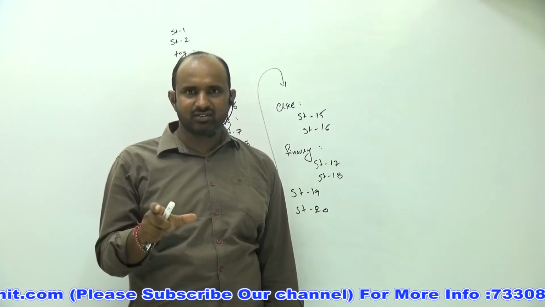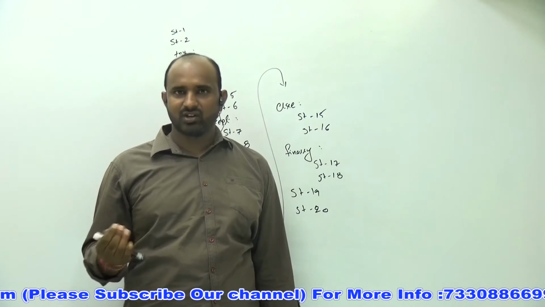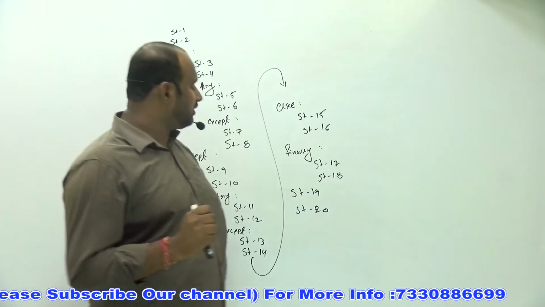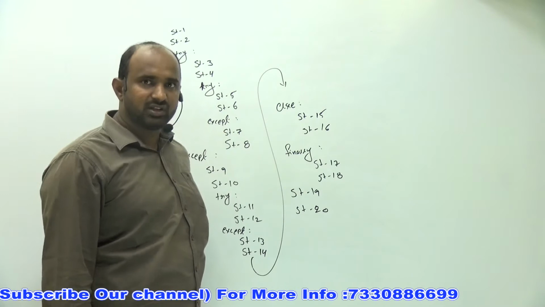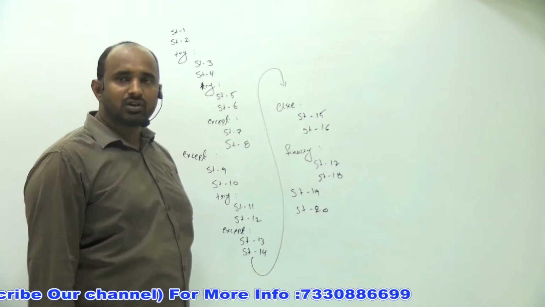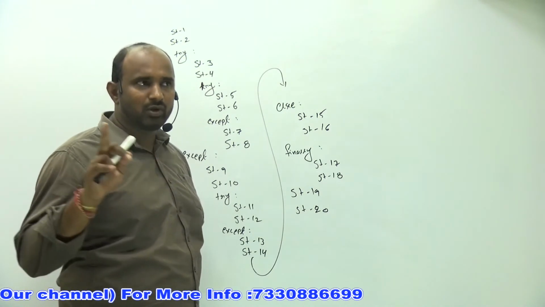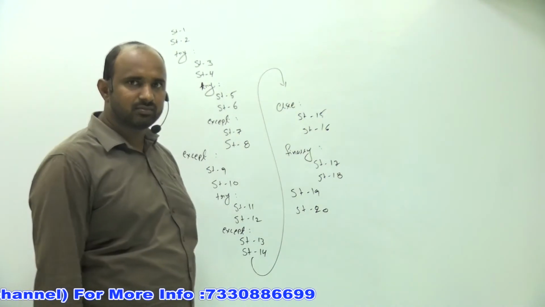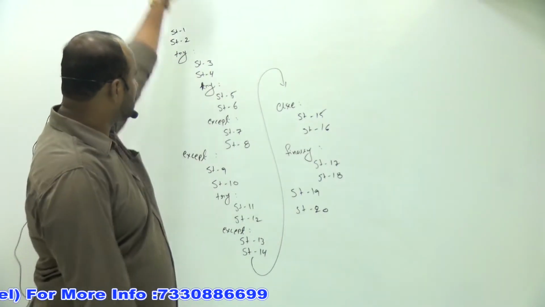For case 1, pause the video, write the output, then start the second case. Yes or no? Good. What is case 1? There is no exception in the above example. If there is no exception here, then how many statements will be executed? Write case 1, no exception in the above example. Then write the output. Pause the video, then you can check the output. What is the output?